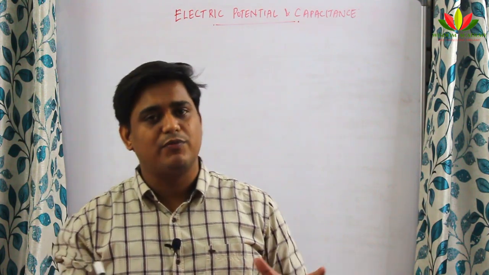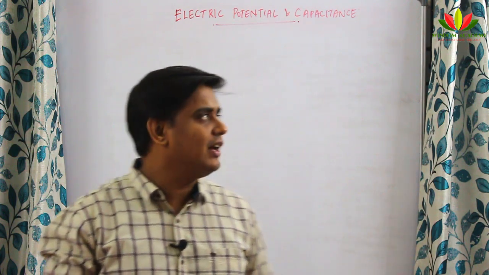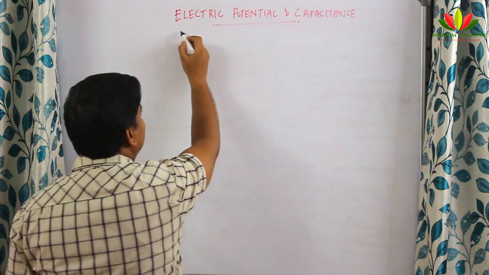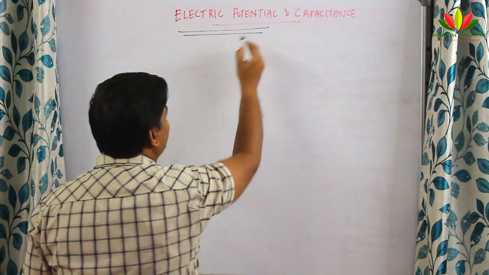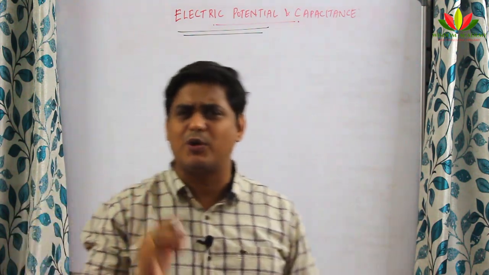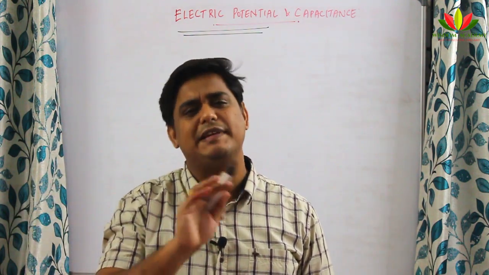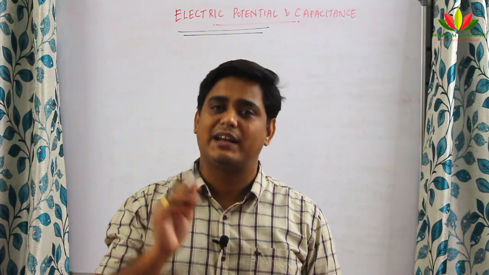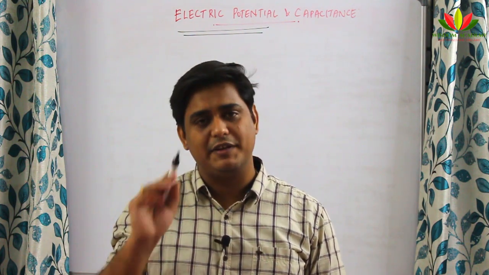The second chapter is a continuation of the first chapter. Both of them fall in the category of electrostatics. So here we will learn about electric potential and capacitance. Electric potential is a very important characteristic property of any point in a field. Just like how electric field was a very important characteristic, in the same way, electric potential is also a very important characteristic of any point in a field.